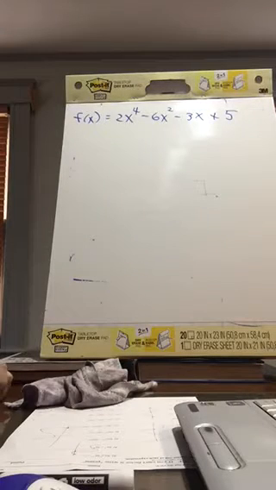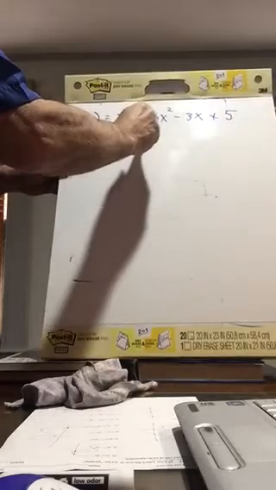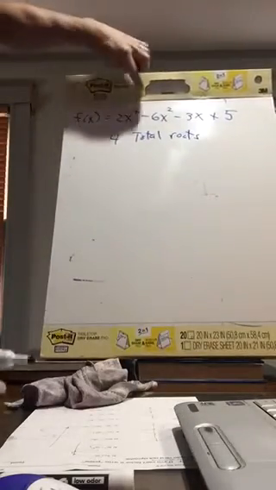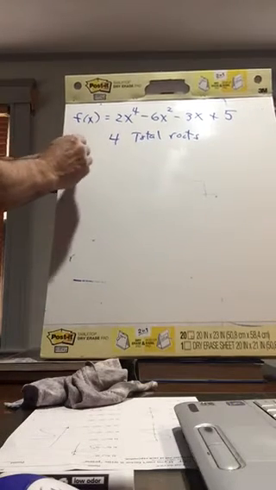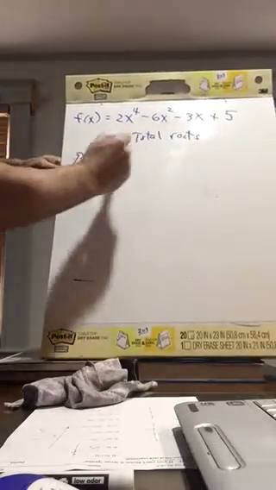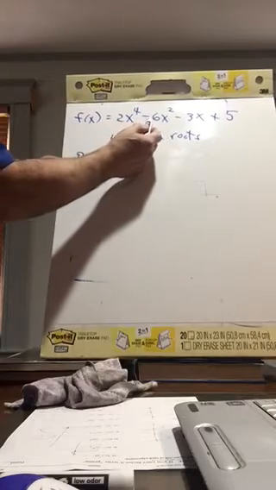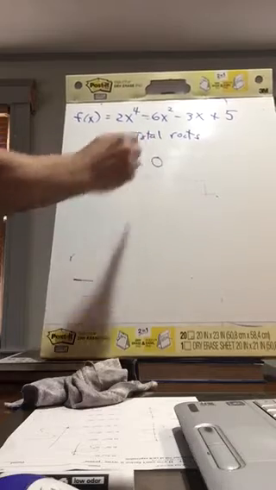Okay, this is a quartic. It's a 4th degree, so we need 4 total roots. And I know we have no x cubed term there. We don't have to worry about that at all. So positive, how many sign changes do we have? 1, 2. Right? There's a change from positive to negative. That's 1. Stays the same. That's 2. So it's 2 or 0.